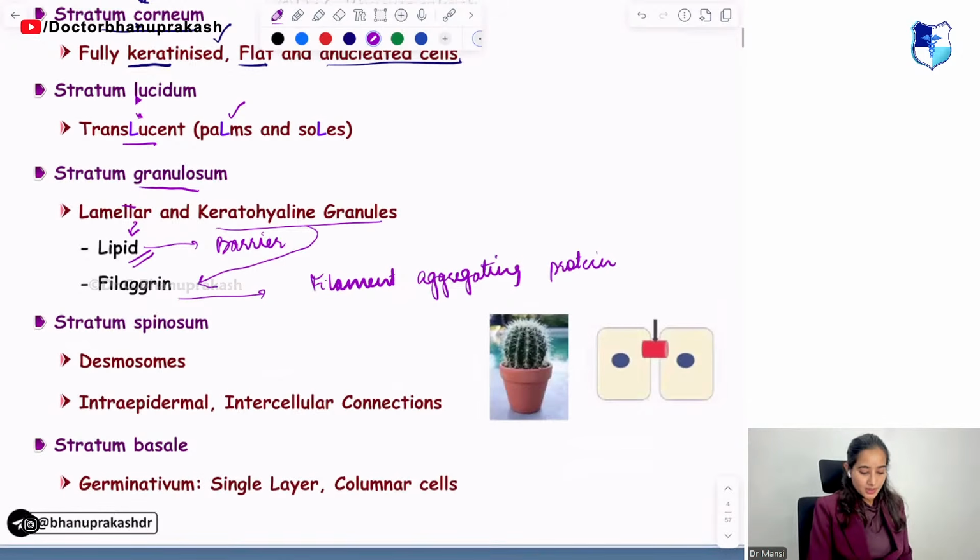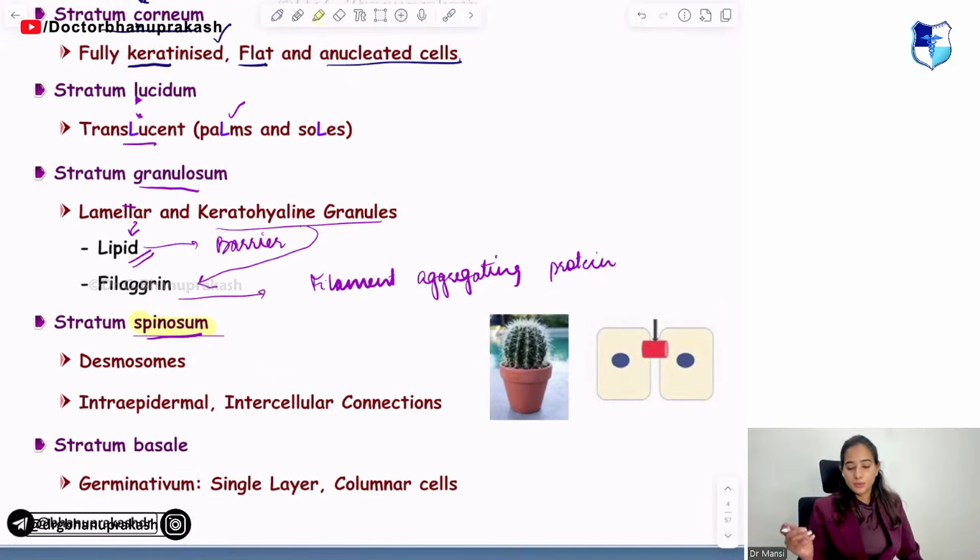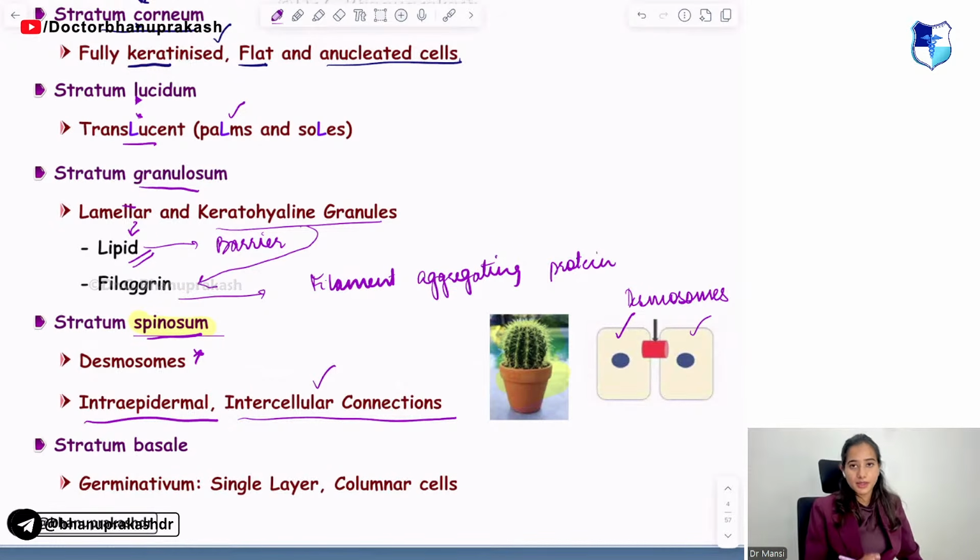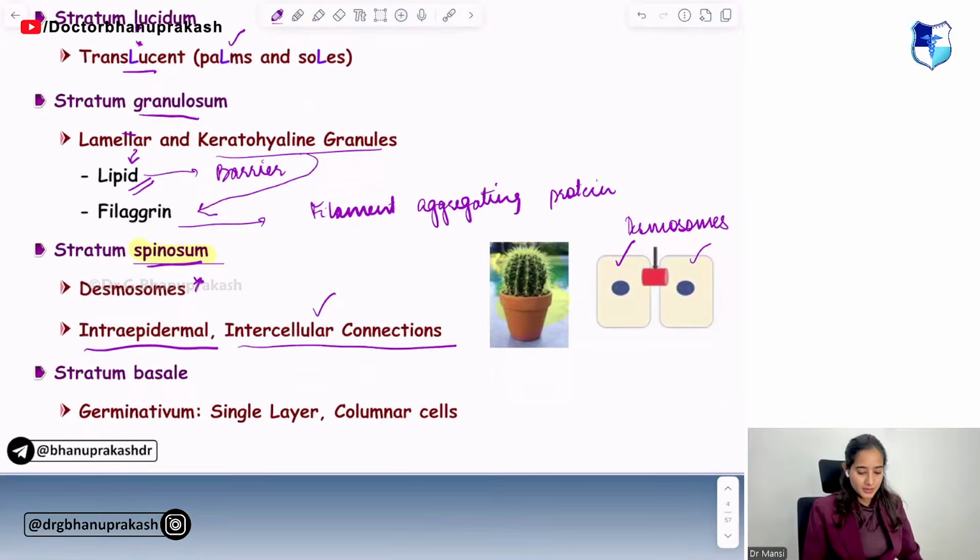Then we have the spinosum cell layer. Why was the word spinosum given? Because of its appearance: it has a spiny appearance. From where does the spiny appearance come? It comes because of the desmosomes. What are these desmosomes? This is one keratinocyte and this is another keratinocyte. One keratinocyte gets connected to the other keratinocytes through these desmosomal connections, and they are present in the epidermis, that is why intraepidermal, and between the cells. What cells? Keratinocytes. It is an intercellular connection. That is why it is spiny in appearance.